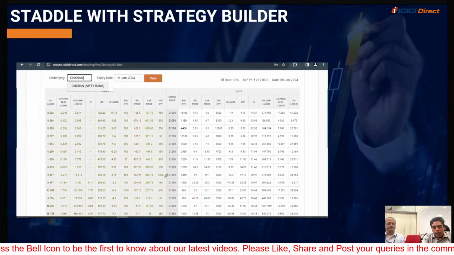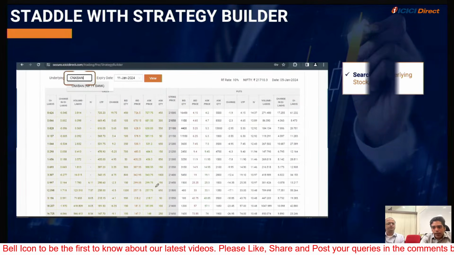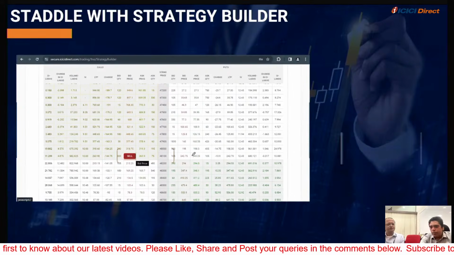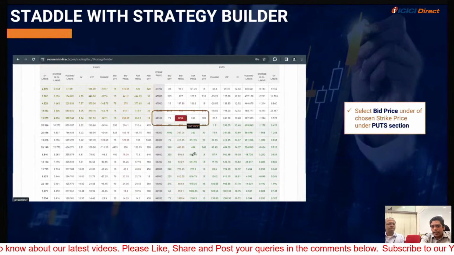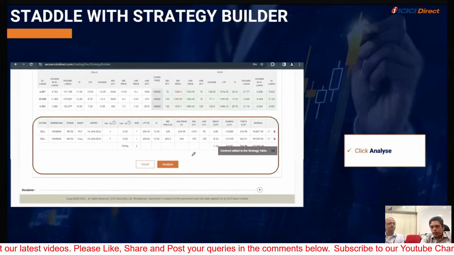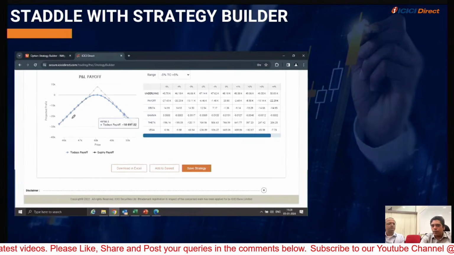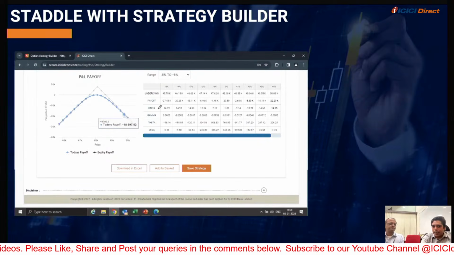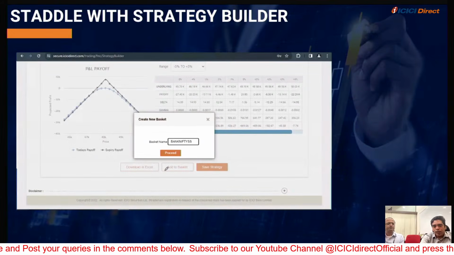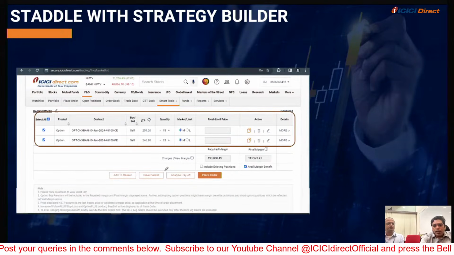When you're doing a long straddle, you'll try to use more long-dated options. When you do a short straddle, you sell an ATM call and you sell an ATM put. By selling an ATM call and an ATM put, it will get added to this list. When you analyze it, it will give you your payoff. There you can see delta, gamma, theta, vega, all of these things. And when you want to place an order, you can add this to the basket and execute the order, right? Sure.